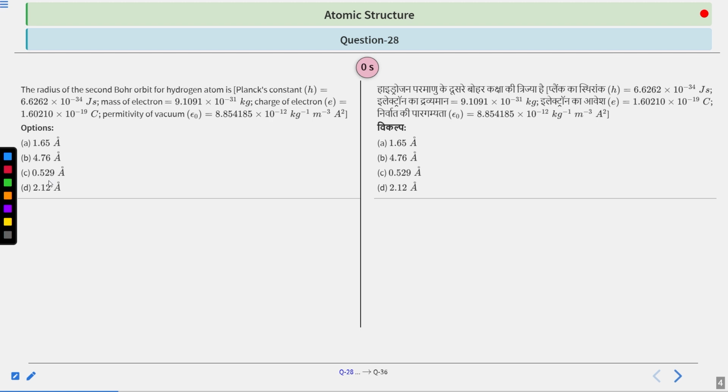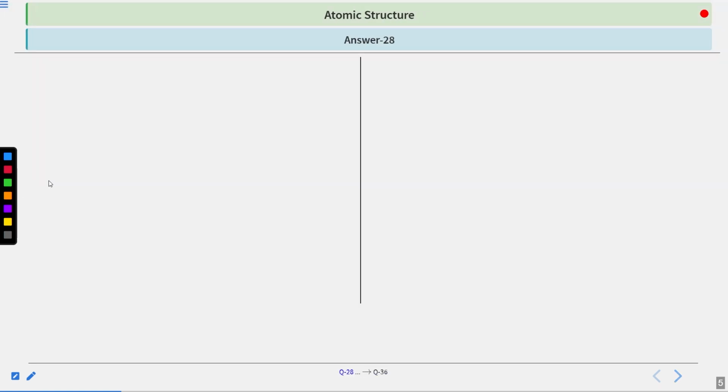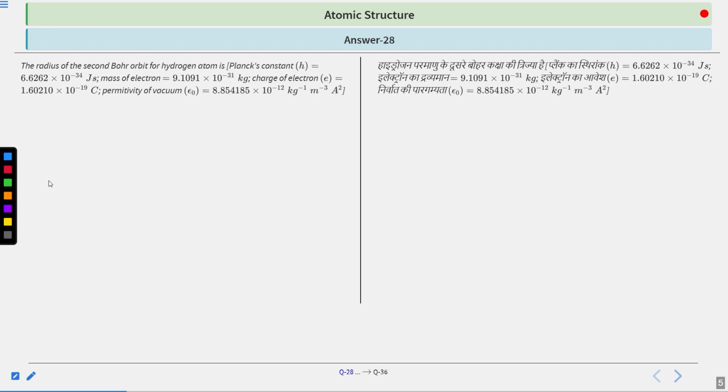Okay, now let us see the solution. The question is asking you to calculate the radius of the second Bohr orbit for hydrogen atom. The various constant values that you will require are given: Planck's constant, mass of electron, charge of electron, permittivity, all these values. So first of all, the answer will be D, which is 2.12 angstrom.